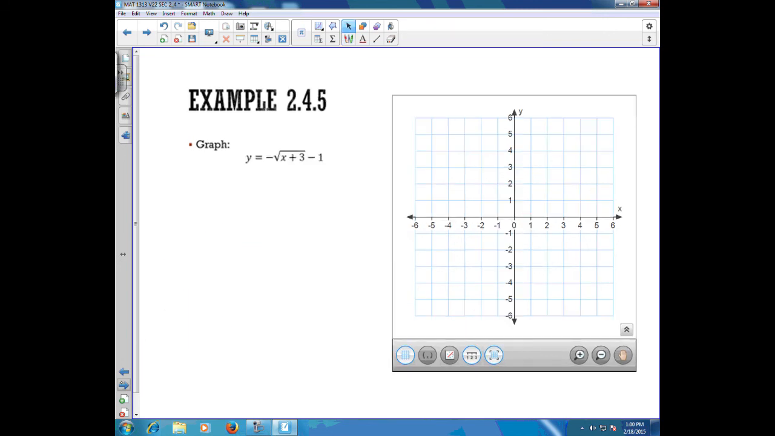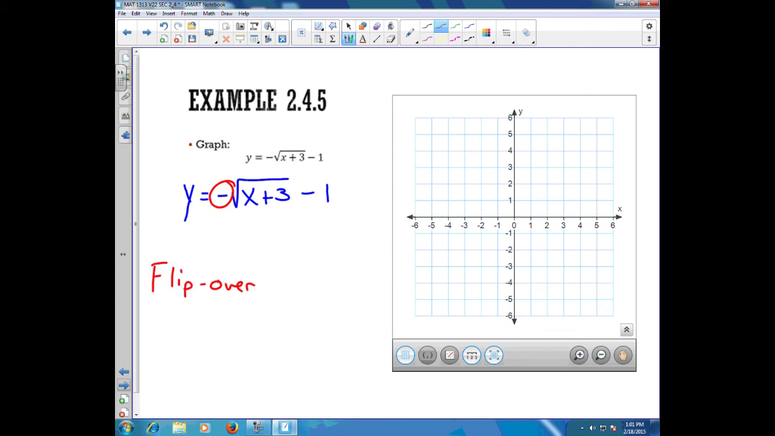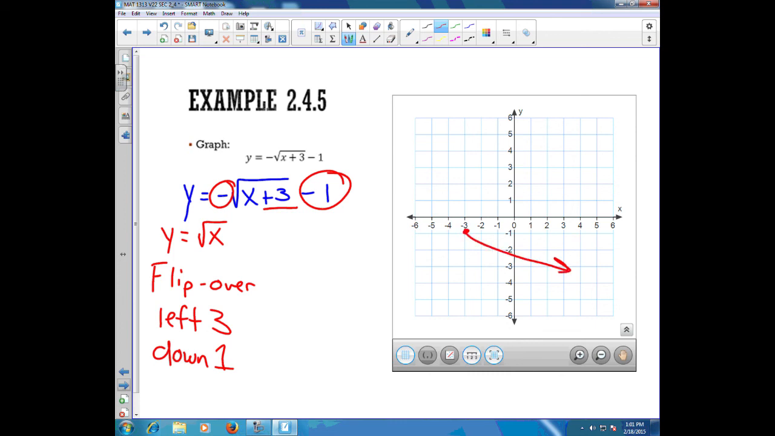Okay, let's try another. y equals negative square root of x plus 3, minus 1. The minus tells us to flip the graph over. The basic function here is the square root, so we're going to use y equals the square root of x. Plus 3 on the inside tells us to go to the left 3. And then minus 1 on the outside tells us to go down 1. So we're going to go to the left 3, down 1, and then flip the graph over. And it should look something like that.